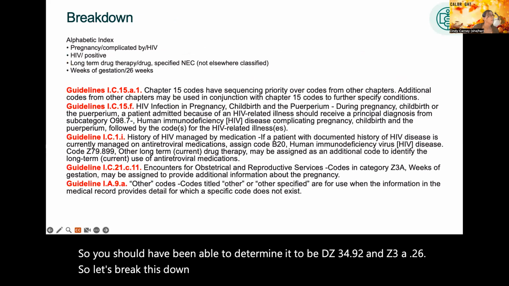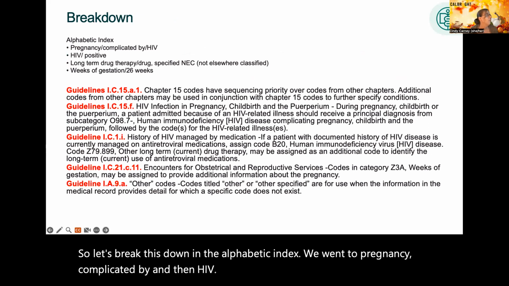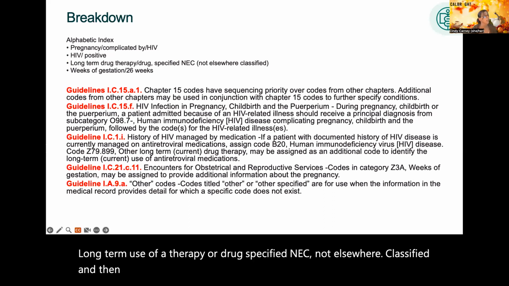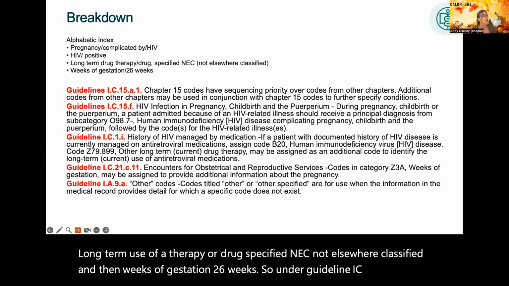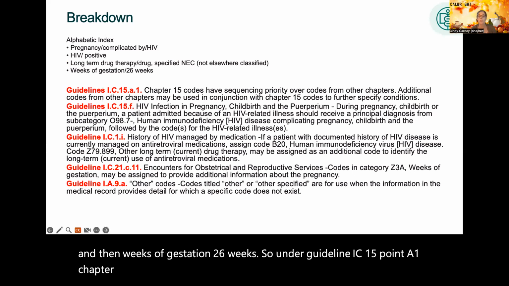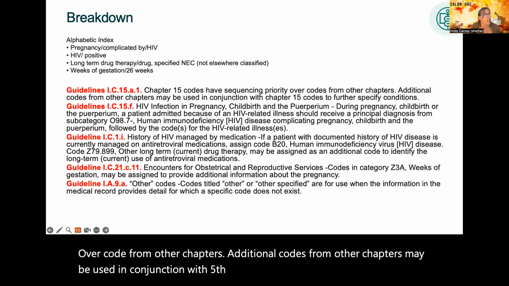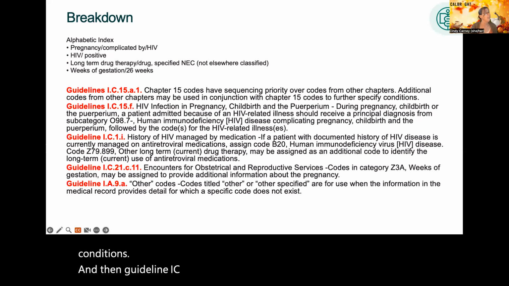In the alphabetic index, we went to pregnancy, complicated by, and then HIV. Then we found HIV positive, long-term use of a therapy or drug, specified NEC, not elsewhere classified, and then weeks of gestation, 26 weeks. Under guideline IC15.A1, chapter 15 codes have sequencing priority over codes from other chapters. Additional codes from other chapters may be used in conjunction with chapter 15 codes to further specify the conditions. And then guideline IC15F indicates HIV infection in pregnancy, childbirth, and puerperium.